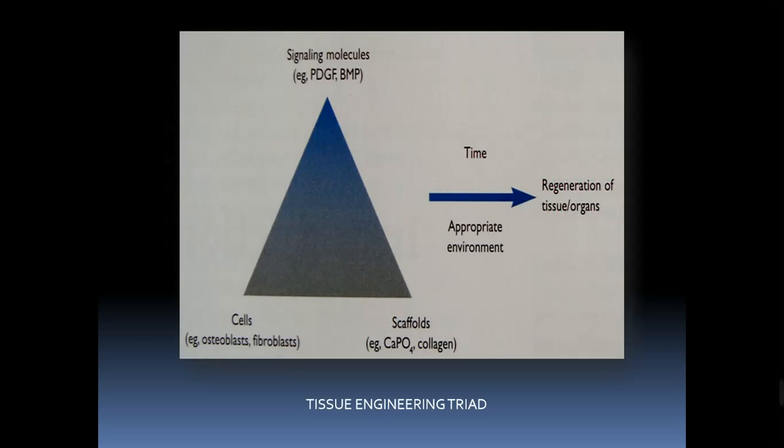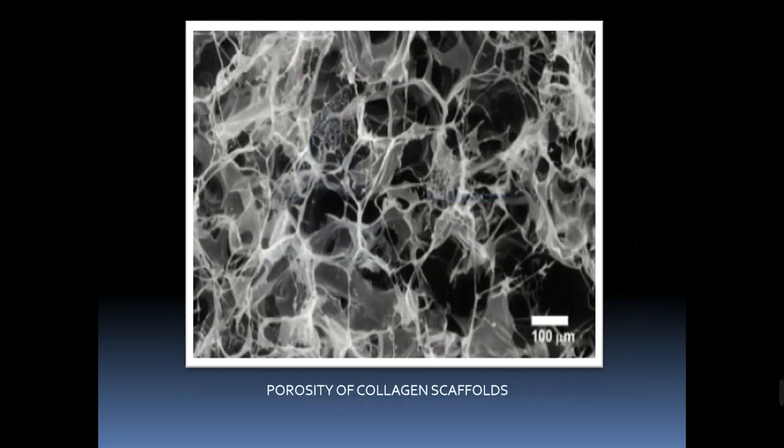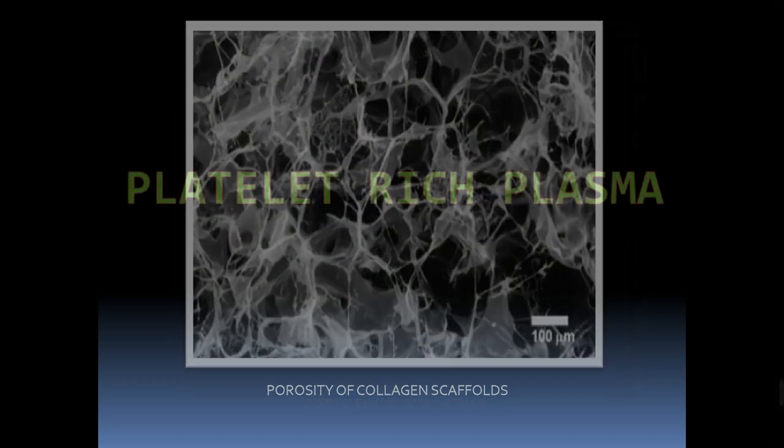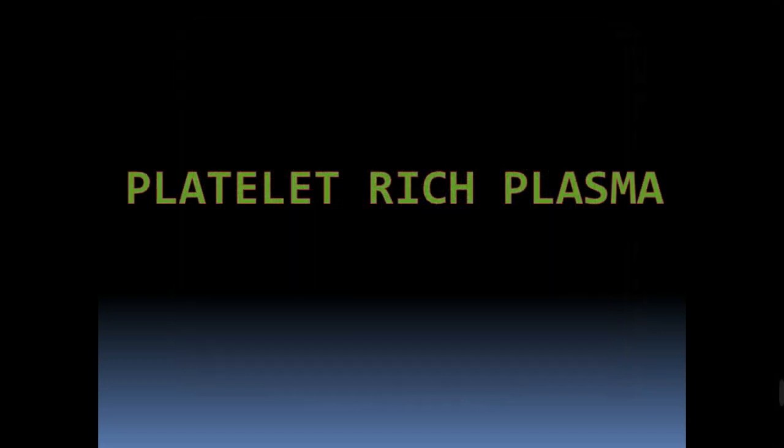Again, it has three components, that is cells, for example osteoblasts and fibroblasts; scaffolds, such as calcium phosphate and collagen; and signaling molecules like PDGF and BMPs. Now, all these factors in time and given an appropriate environment will lead to regeneration of tissue or organs. If any of these factors is missing, then tissue engineering is not possible. Now, this is a collagen scaffold. See the porosity.